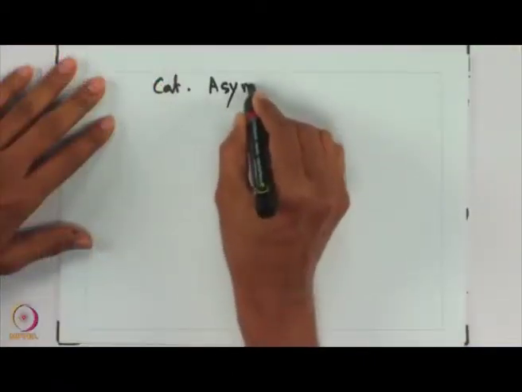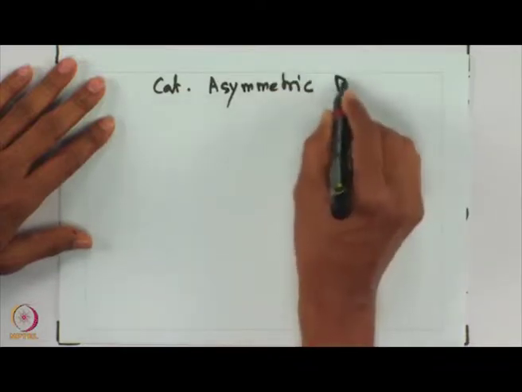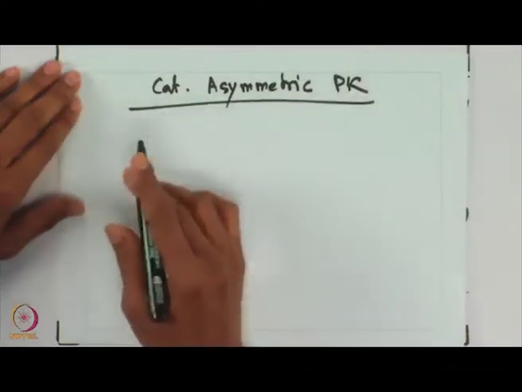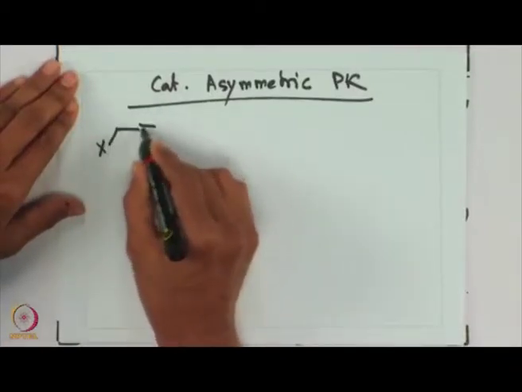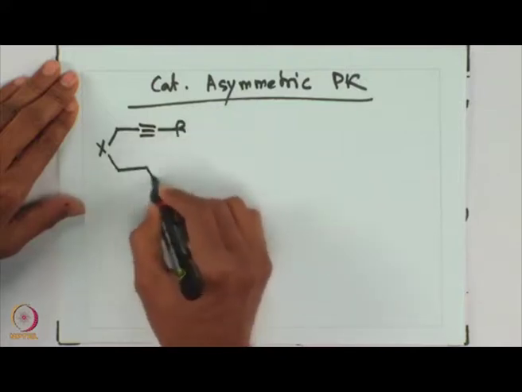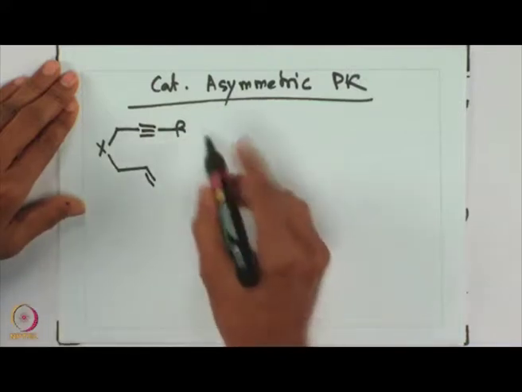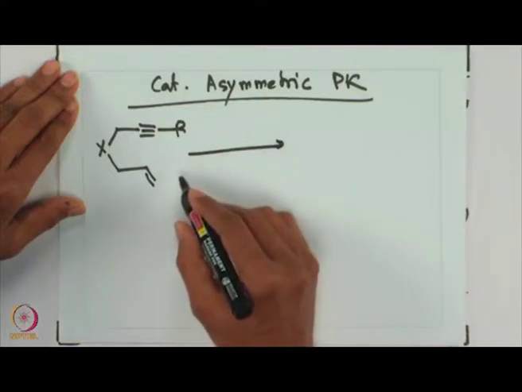Let us look at the asymmetric version of this Pauson-Khand reaction, which could be quite interesting because there are desired target molecules where we need this stereocenter to be generated. So, asymmetric Pauson-Khand reactions. Of course, these are again catalytic asymmetric Pauson-Khand reactions. Well, we will take the intermolecular version, of course, at this point. Okay. So, that is rightly and nicely set.